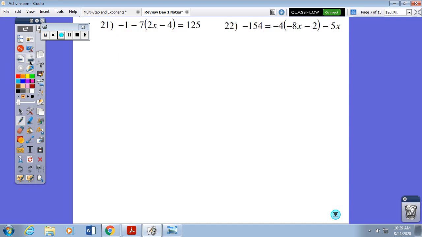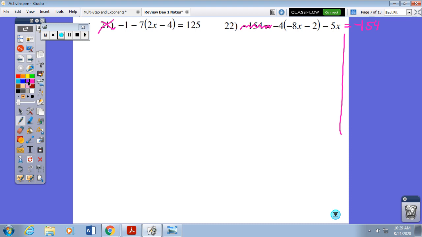Okay, we're going to do 2 more together. So we're going to skip 21. Let's go ahead and do 22. Again with this problem, I'm going to move the negative 154 to the right side and get rid of it over here on the left. Only because I like my variables on the left. I didn't have to do anything fancy to do that. Just move the equals and the negative 154. Just make sure you copy it right when you do.